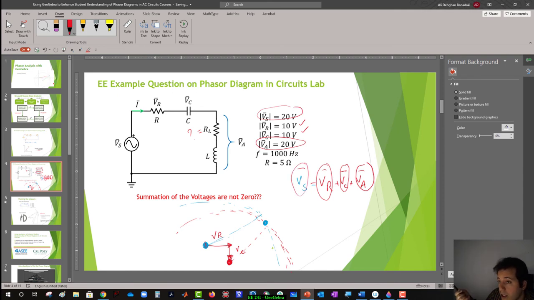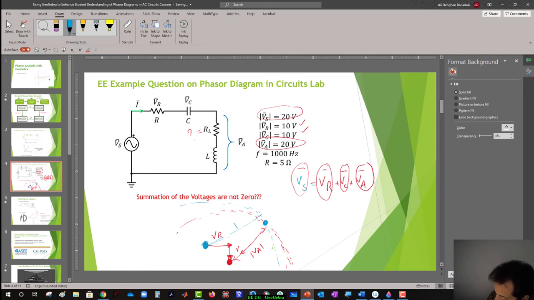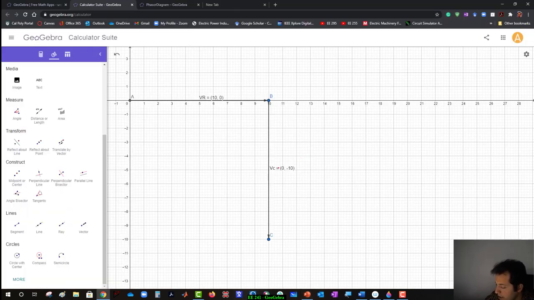But the trick that I use here to find the angle of these two is I make two circles. One circle with this radius and the magnitude of VA, and one circle with this point and the magnitude of VS. When these two circles cross each other, I find that point to be my result.